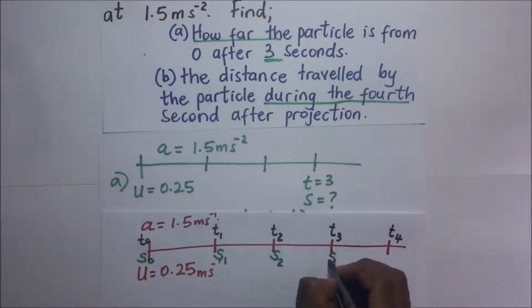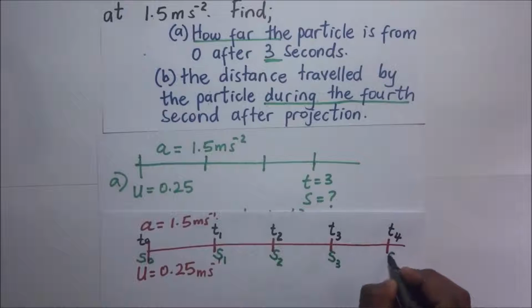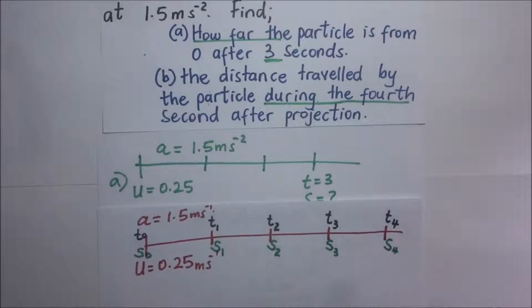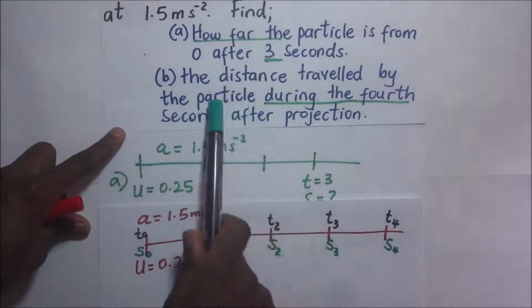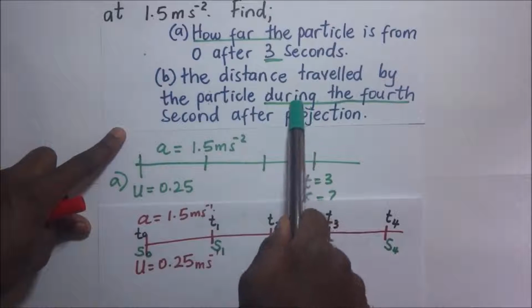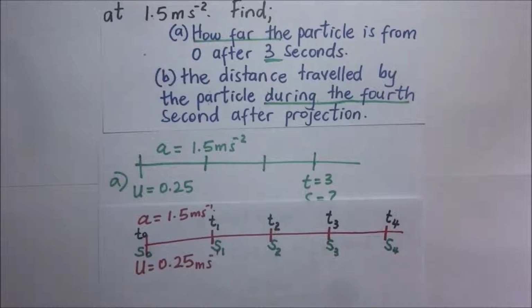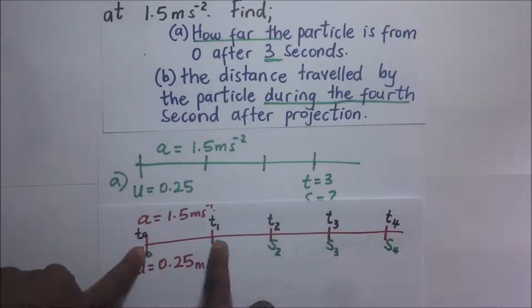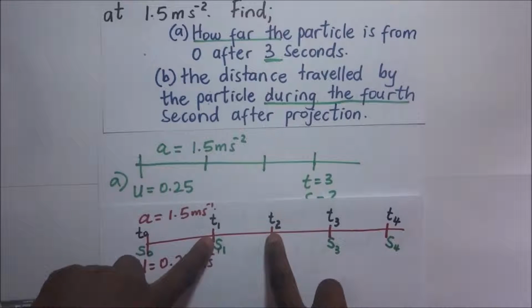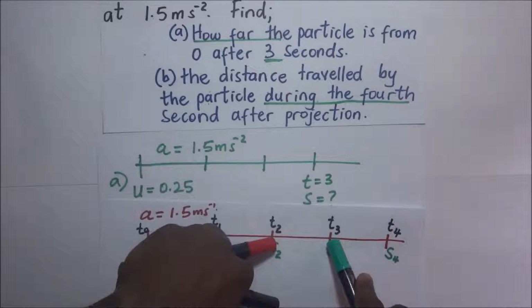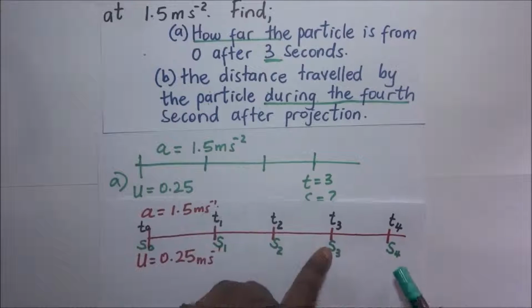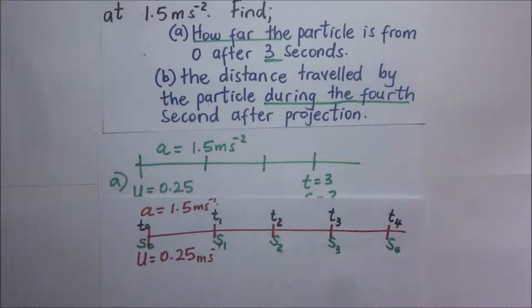This is the displacement after 3 seconds, and this is the displacement after 4 seconds. So when they ask us to find the distance traveled by the particle during the 4th second, it means that from 0 to 1, this is the distance covered in the 1st second, this is the distance covered in the 2nd second, this is the distance covered in the 3rd second, and this is the distance covered in the 4th second.